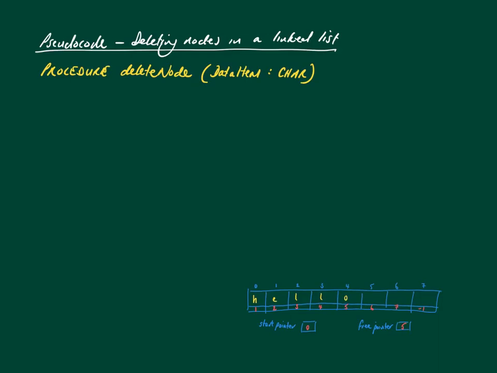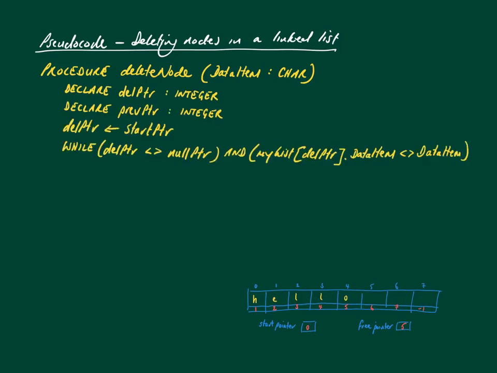So the very first thing we do is we look. Let's say we're searching for E, for example. So here we see we set up two pointers. One is the pointer of the node that we want to delete when we find it, and we also want to store something called previous pointer because we need to know details about the node just before the node that we want to delete. So we start off by setting delete pointer to be the start pointer, so it starts off with 0, so it'll start at H.